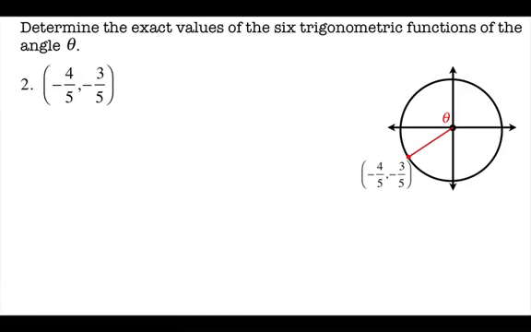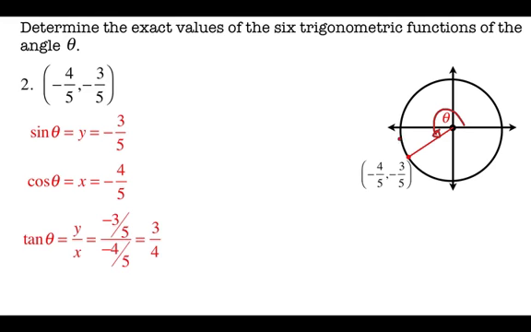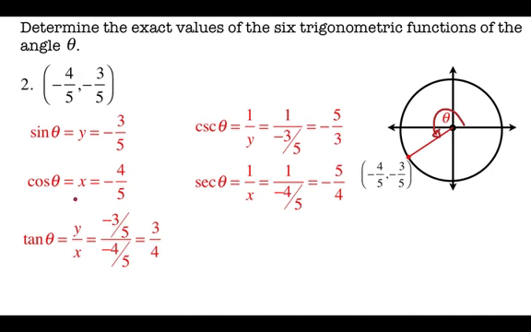Same manner, says determine the exact values of the 6 trigonometric functions of the angle theta. So now this angle opens a little bit more. Now we're in the third quadrant, but it's the same idea. Same principle. Sine of theta is just the y value. Cosine of theta is the x value. Tangent is y over x. Pre-algebra, notice that we end up with positive 3/4. Cosecant reciprocal, secant reciprocal, cotangent is 4/3. Moving on to the next slide.